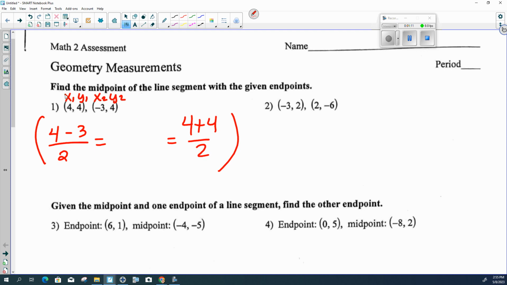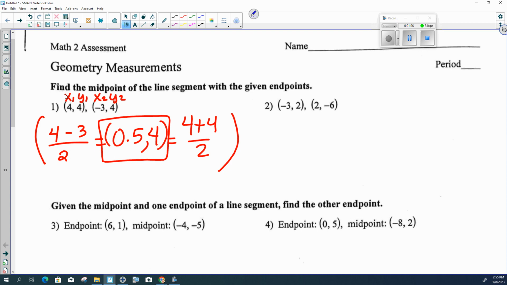So 4 minus 3 is 1, and 1 divided by 2 is a half. And 4 plus 4 is 8, and half of 8 is 4. So this here is your answer. It should be an ordered pair.